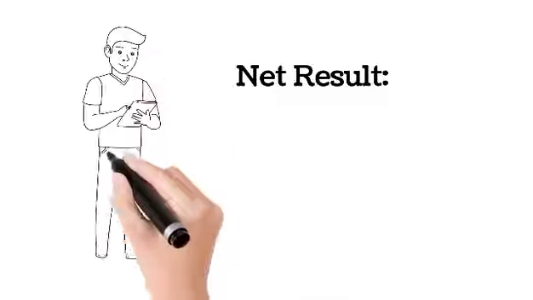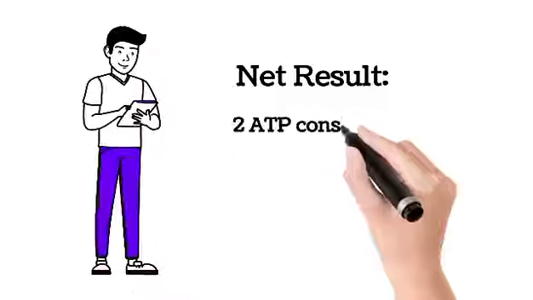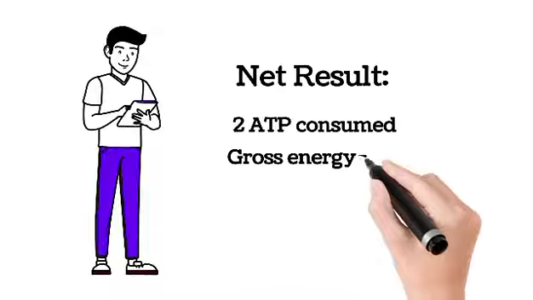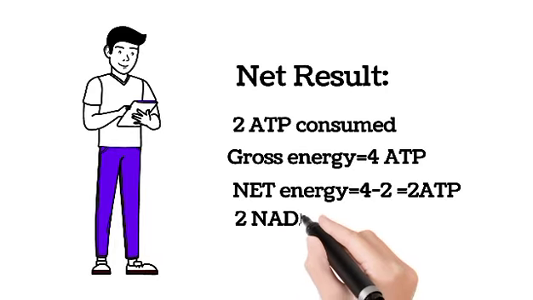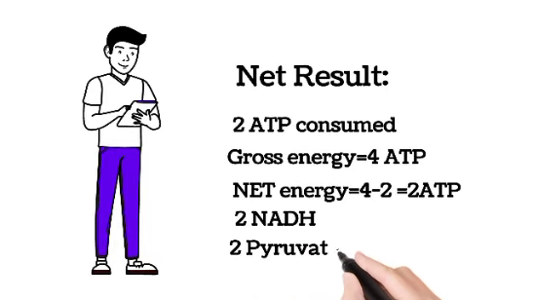The net result of glycolysis is a crucial milestone in cellular respiration. After the breakdown of 1 glucose molecule, the cell gains a net total of 2 molecules of ATP, which is the energy currency of the cell. This is achieved by producing 4 molecules of ATP and consuming 2 molecules of ATP during the process.